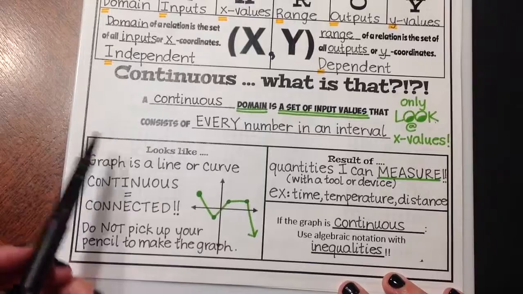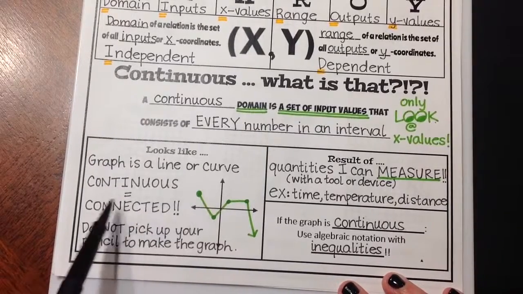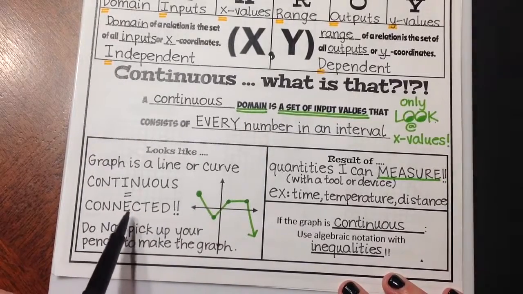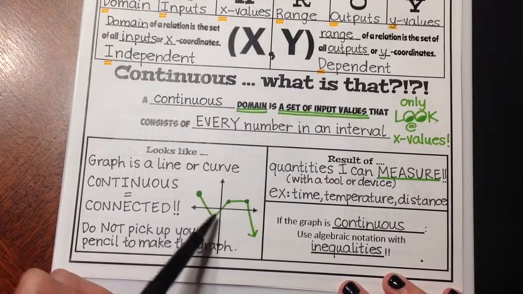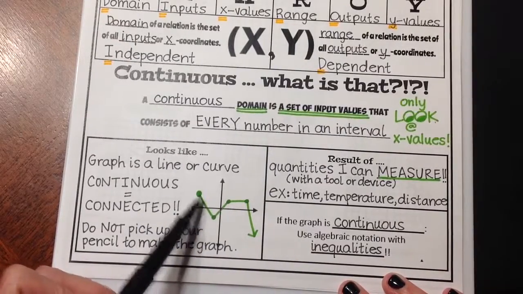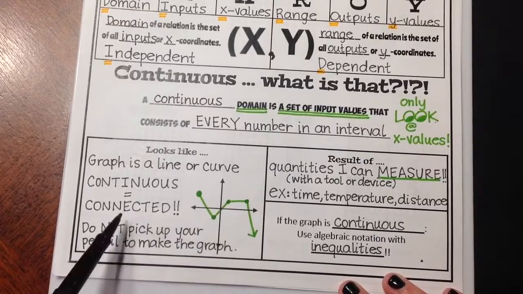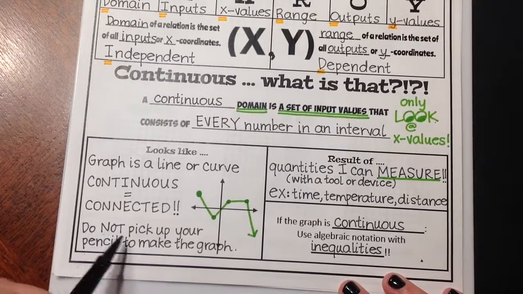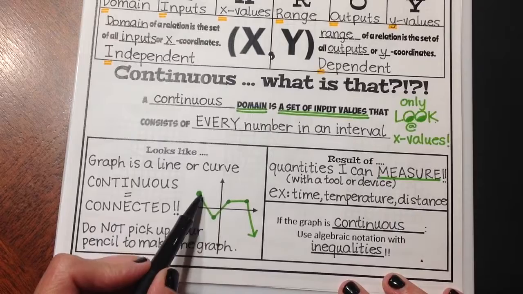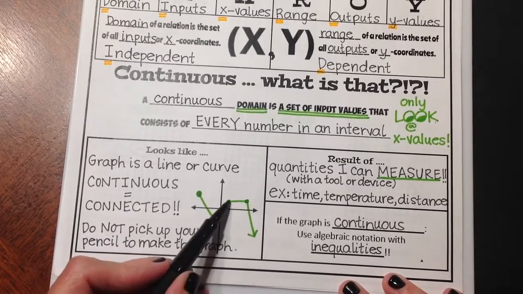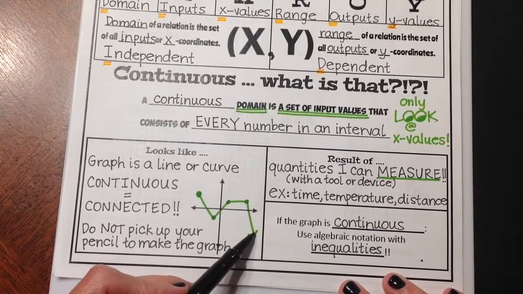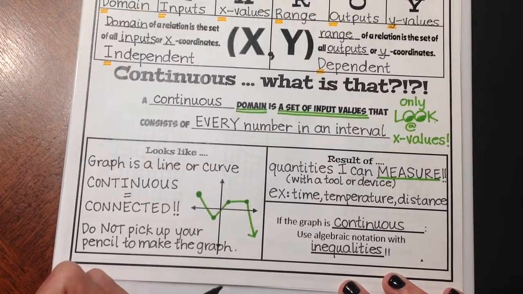So what does a continuous graph look like? It's a line or a curve. Continuous equals connected. So if your dots, your points, are connected, there is no gap, then you have a continuous domain. That means you do not pick up your pencil to make the graph. If I'm tracing this line, I would not pick up my pencil to get from one point to another, and then the arrow means it's going to go on forever.